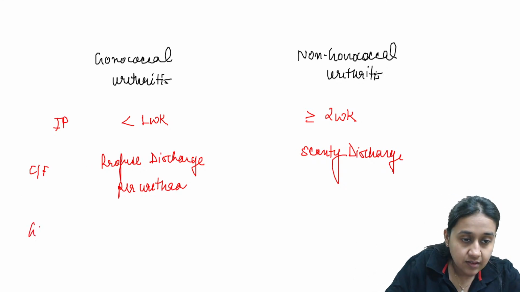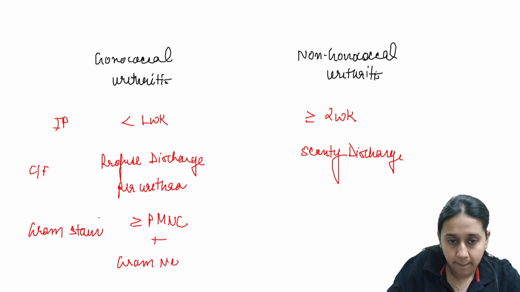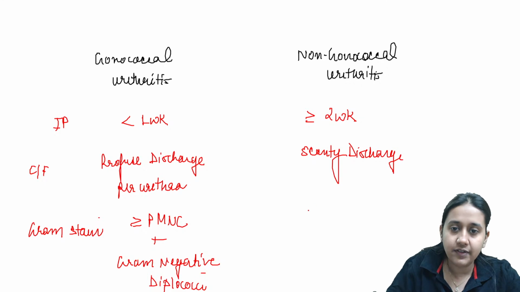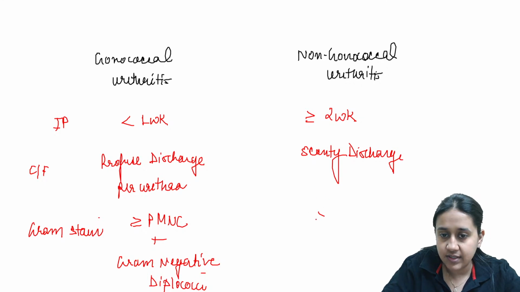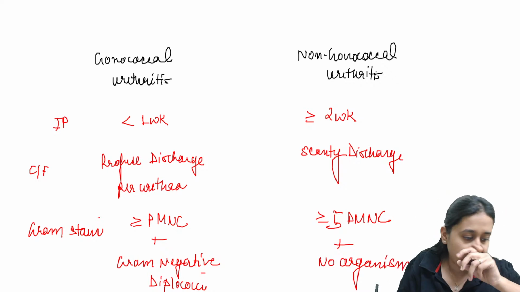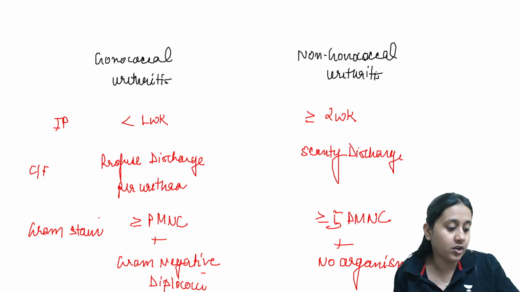No. The other clue is when you do a gram stain, you will see more than or equal to 5 polymorphonuclear cells with gram-negative diplococci. For non-gonococcal, when you do the gram stain, you will see more than or equal to 5 polymorphonuclear cells with no organism present. Clear all of you? No organism present.